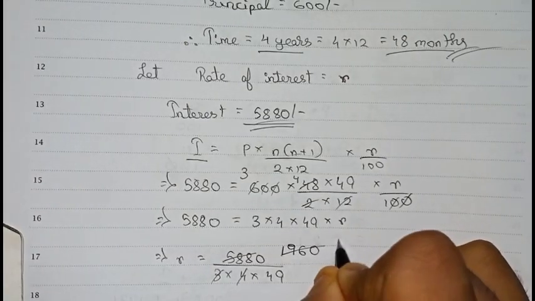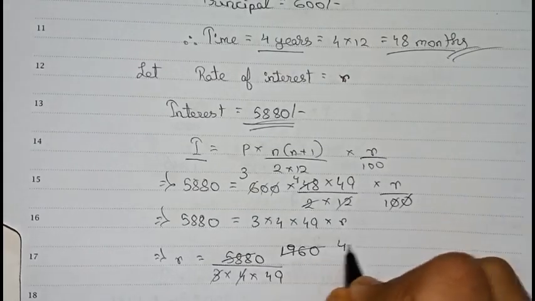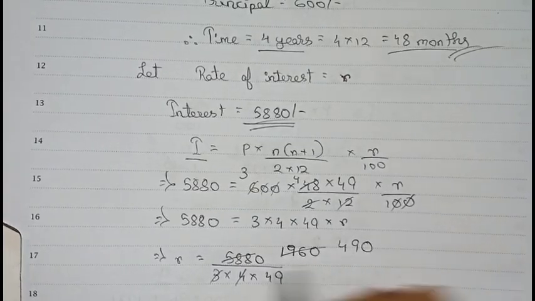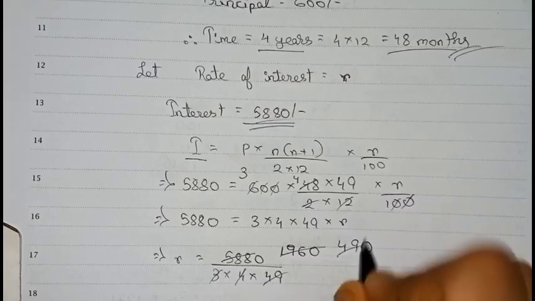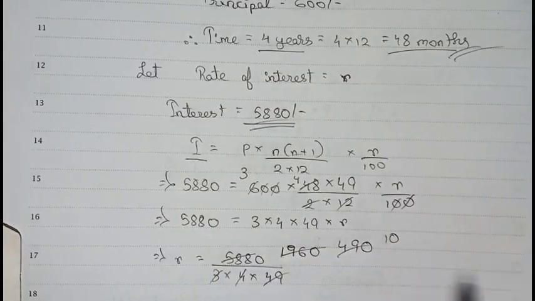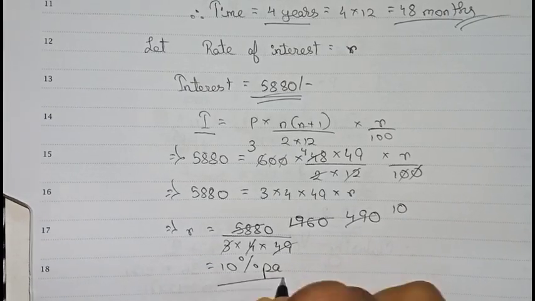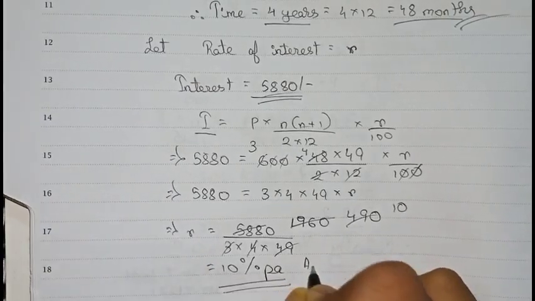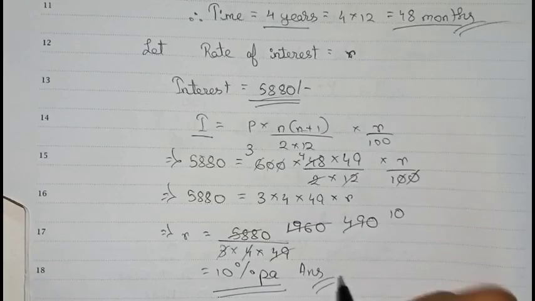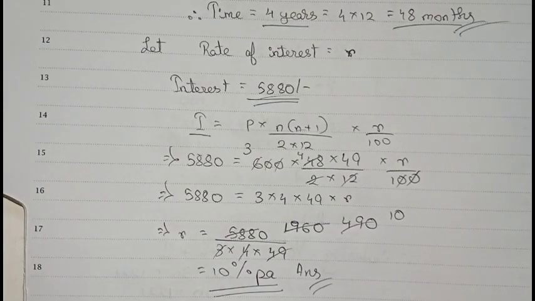So first 4s are 16, then 36. So for 490, now I can easily cut it, 49 and 49. So 10. So the rate of interest comes to 10% per annum. So this is the final answer for this question. So let's move on to our next question.